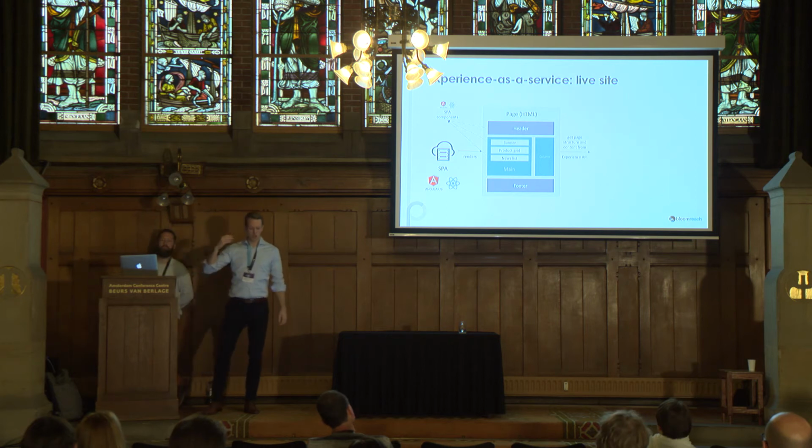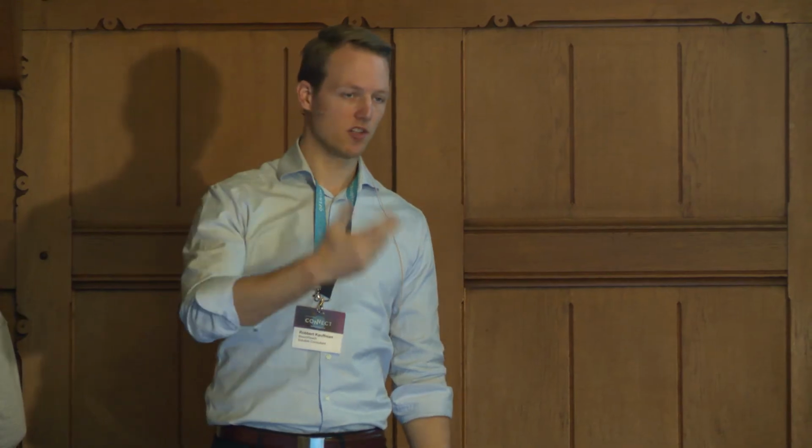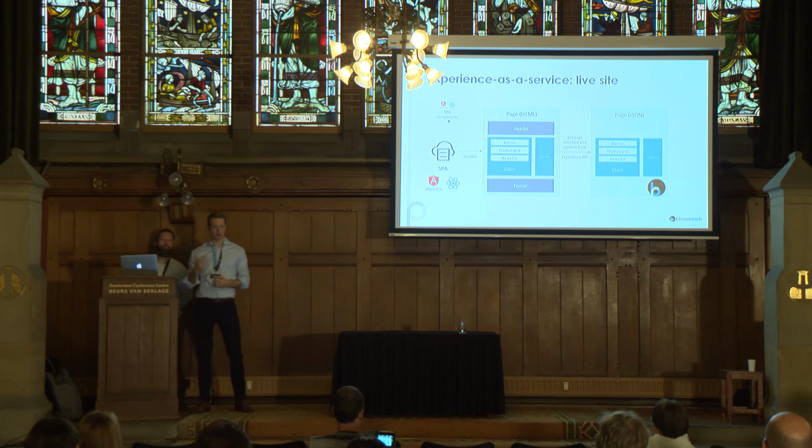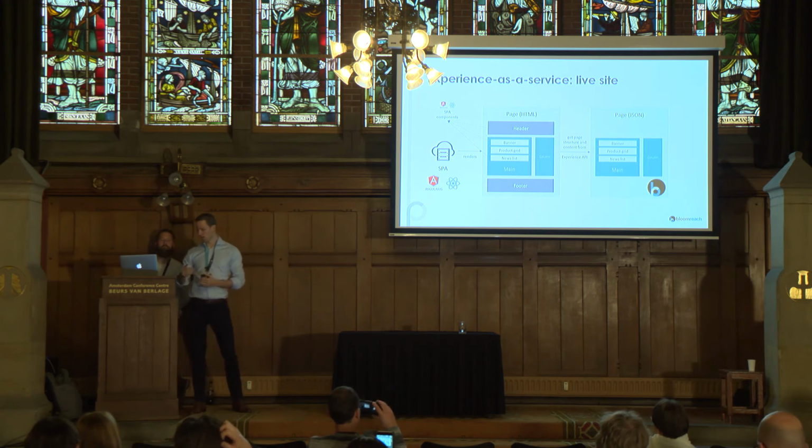Now, once the SPA initializes, it does a call to the Experience API, and that gets the page structure and the content from the Experience API. So basically, it's just some JSON that it gets back, and it tells the SPA, I want you to render a main section with these components and a column with apparently no components. So it tells the SPA what to render on that page. And for every page, it can be different, depending on what the authors put on that page.